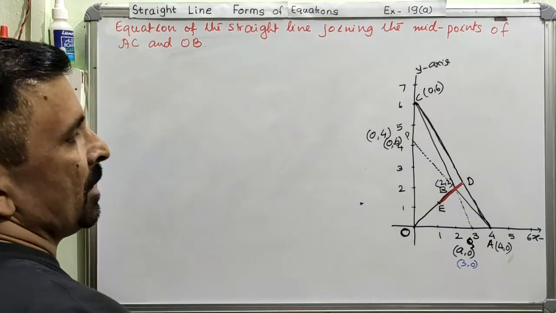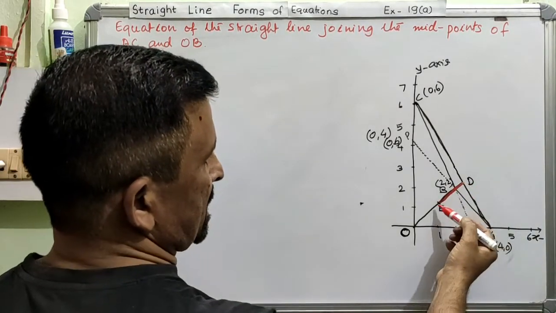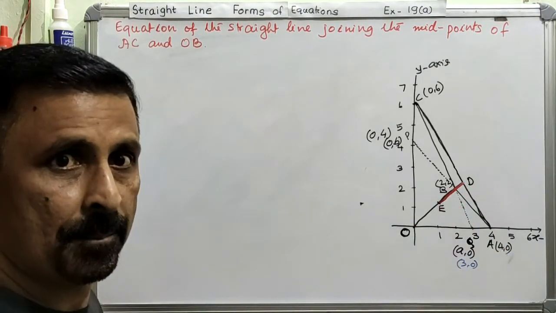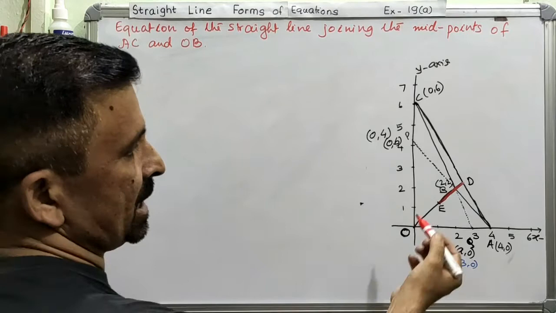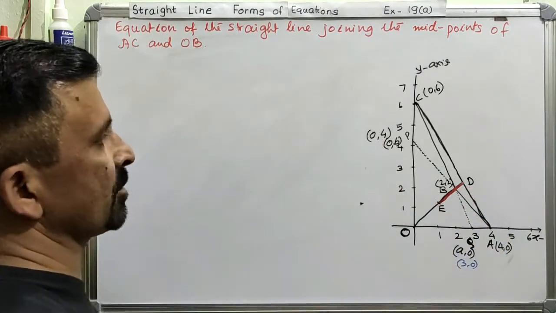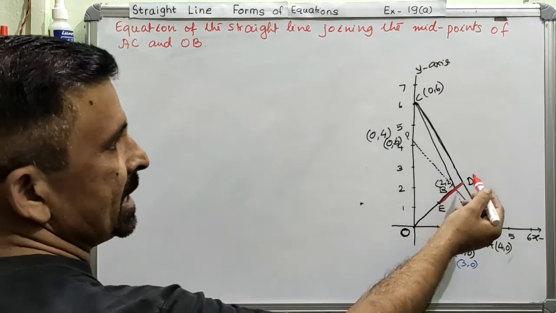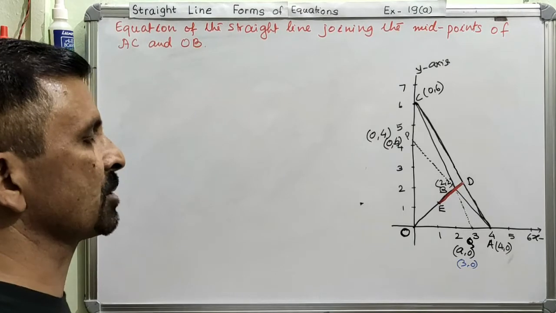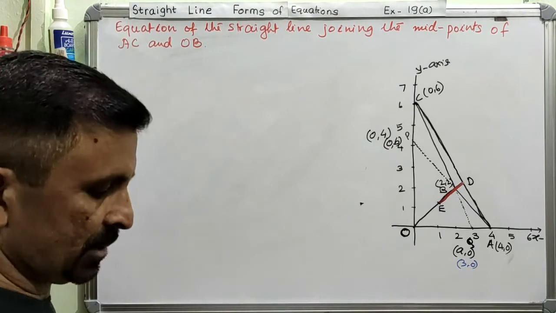Am I clear? So for writing the equation of this line ED, we need to have the coordinate of E and we need to have the coordinate of D. Am I clear or not? So let us first of all calculate the coordinate of E and then D, and after that we can easily write down the equation of line ED using the 2-point formula. Clear? So see how simple this question is. This question looks complicated, but how easy it is.